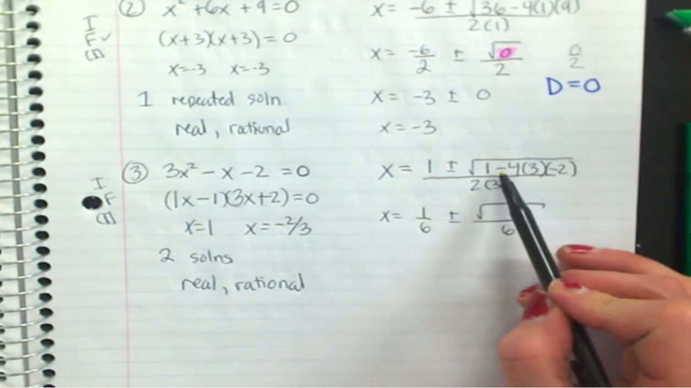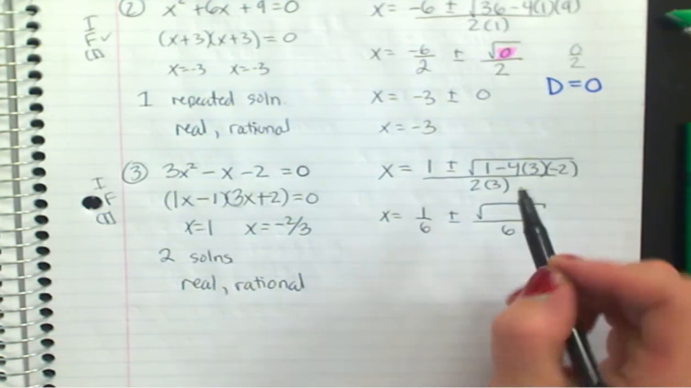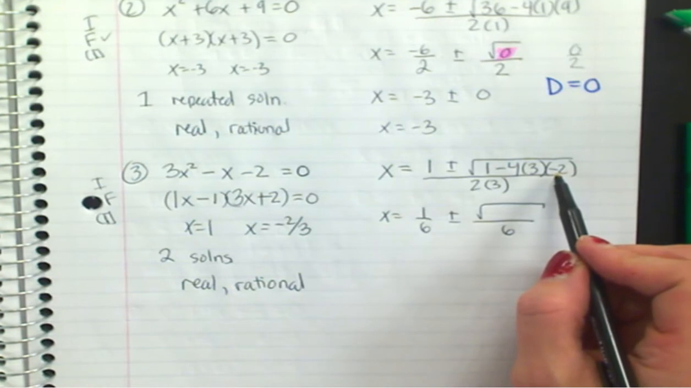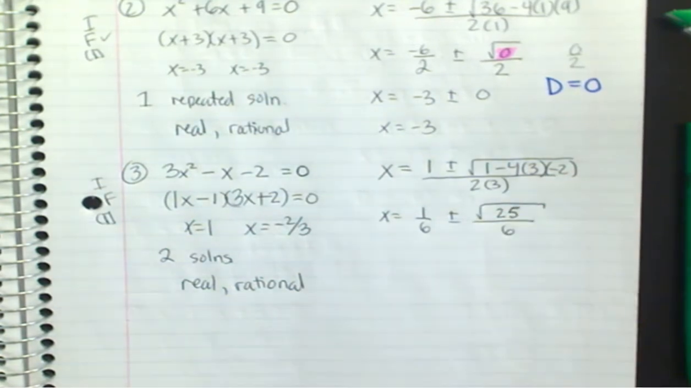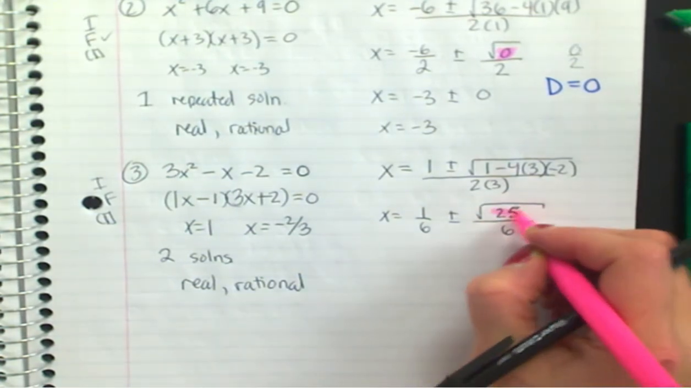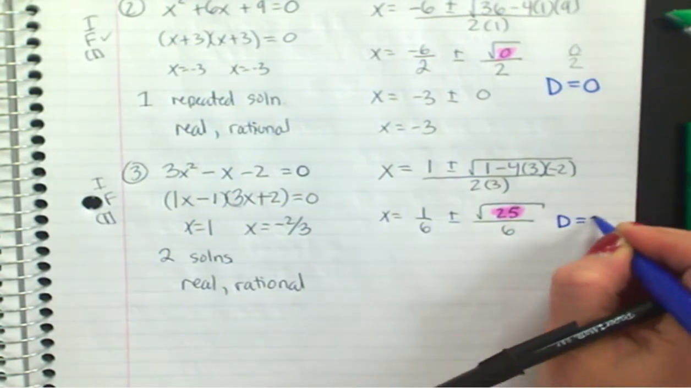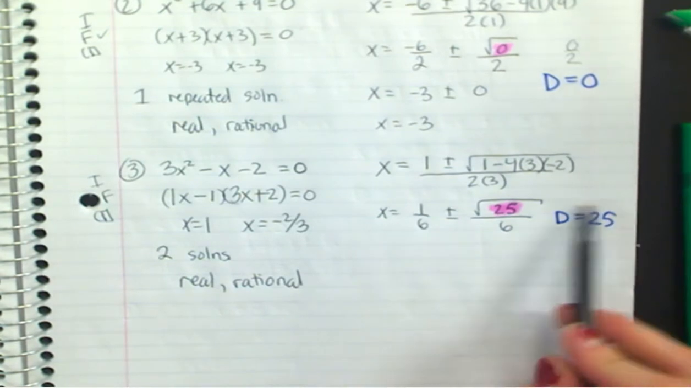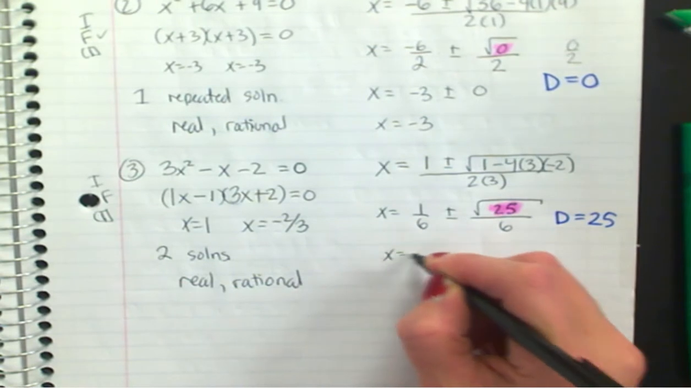Okay, careful with this minus minus. It is going to end up being addition. 1, 12, 25. I get positive 25. Okay, my discriminant is 25. It's the number under the radical. Now, when I have a perfect square, what's going to happen to my radical? It's going to simplify completely.